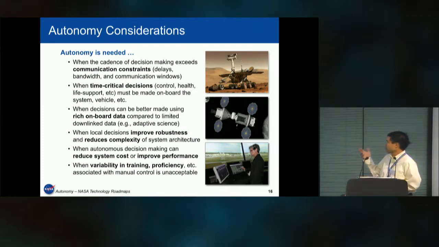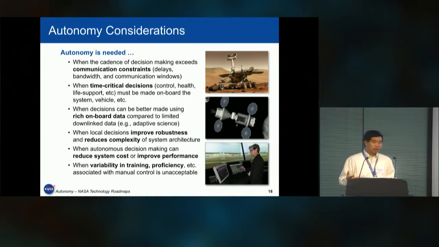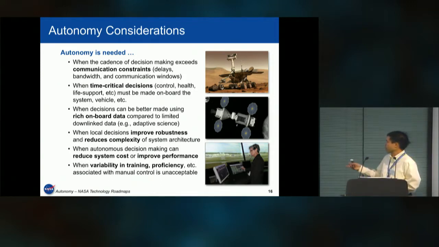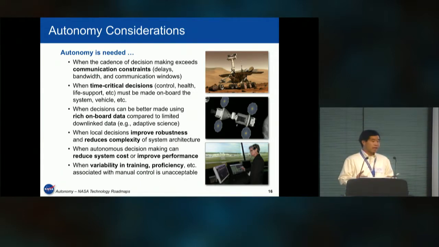For example, when the cadence of decision-making exceeds the communication constraints. If you're going to deep space and you're trying to observe a dynamic phenomenon, and you can't plan ahead of time where that phenomenon is going to be or what measurement you're going to need to take, well, you need to make some decisions locally. You need to make them on board, which means the spacecraft has to be capable of independent action. Similarly, when decisions can be better made using rich onboard data compared to limited downlink data, we know that in deep space, we have a very limited ability to communicate everything that we can measure, everything that we can capture in terms of sensor data.